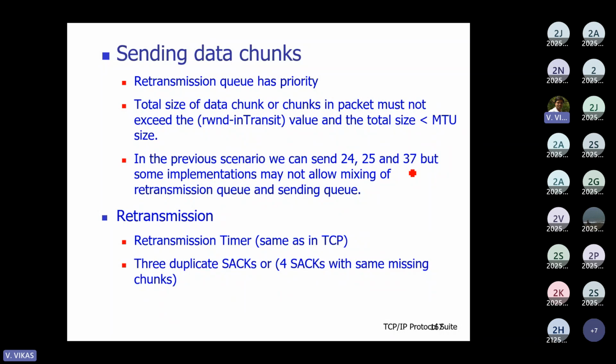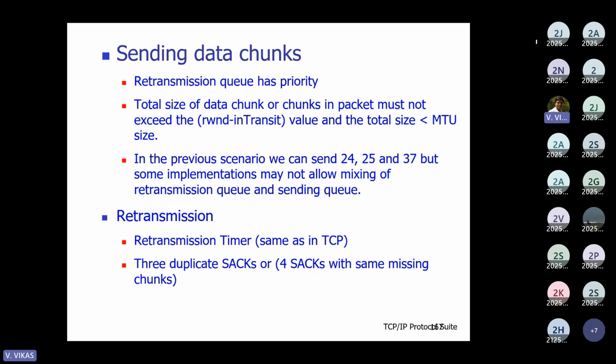But some implementations of SCTP won't allow mixing of retransmission queue and sending queue. That means 24 and 25 need to be transmitted separately, and 37 needs to be transmitted separately. It does not allow 24, 25 and 37 to be transmitted at the same time. But some implementations allow that. So whenever we want to send, we can send 24, 25, 37. But we need to check if the receiver window size minus in transit value is greater than the byte size of all these three chunks.